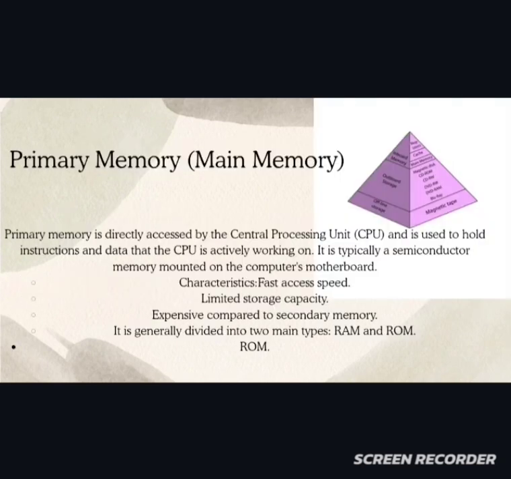Primary memory, main memory. Primary memory is directly accessed by the central processing unit and is used to hold instructions and data that the CPU is actively working on. It is typically a semiconductor memory mounted on the computer's motherboard. Characteristics of primary memory are fast access speed, limited storage capacity, and it is expensive compared to secondary memory. It is generally divided into two main types: RAM and ROM.